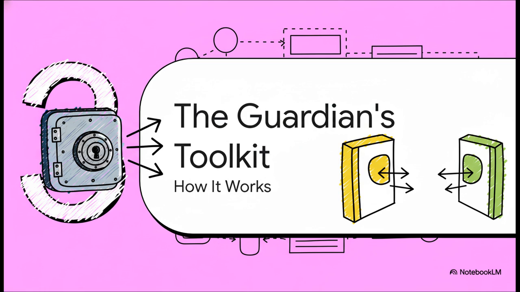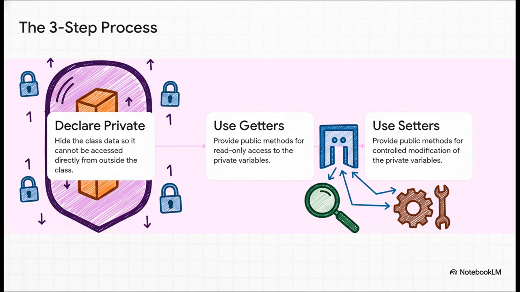So how does our code guardian actually get the job done? Well, like any good guardian, it has a specific set of tools and a very clear process it follows to keep our code safe. Let's open up that toolkit and see what's inside. It's really just a simple 3-step plan.